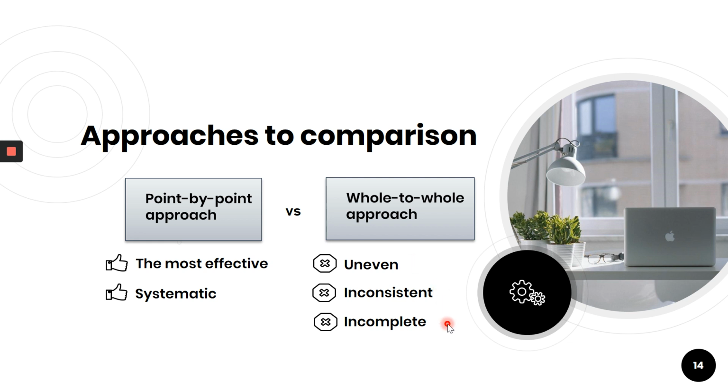In the whole-to-whole approach, you may tend to discuss one option, then the next option, then the next option, without directly comparing the criteria thoroughly. So this is not good. So again, point-by-point approach is the most effective.